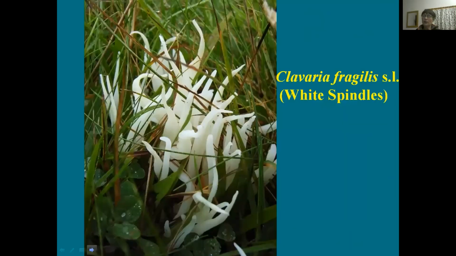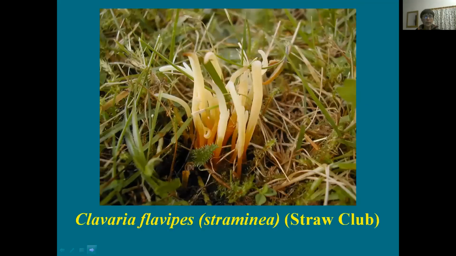Let's see. Here's some more fairy clubs and corals. White spindles, Clavaria flavipes, which was previously known as Clavaria straminea, the straw club. This was thought to be a very rare fungus indeed, until we started looking in a bit more detail at waxcap grasslands, and suddenly there it was, popping up all over the place. And the spores of this are on little cells on the outside of this top part of the club. And then you can see the slightly darker bit underneath. That's the sterile bit, lifting the fertile bit up into the air currents.